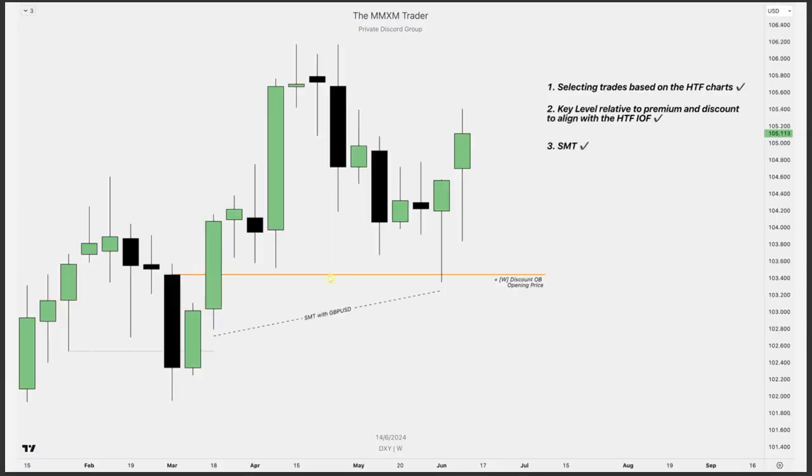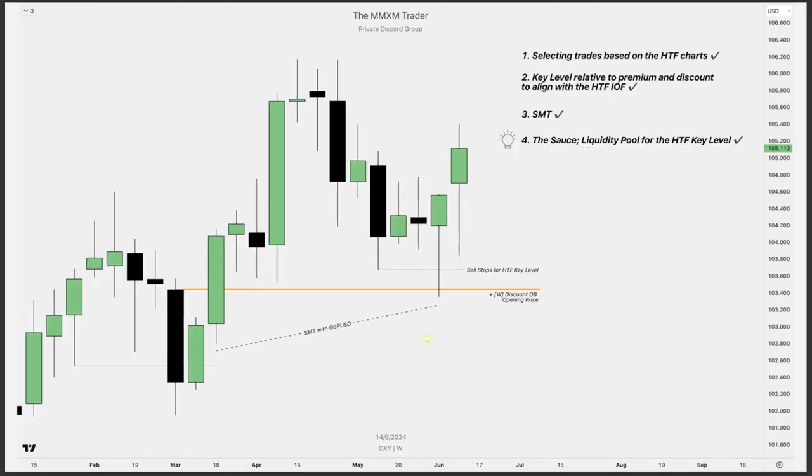So step number three, we look for that SMT. We have SMT from this low to this low. So GBP USD took out its high while DXY did not take out its low. That is the crack in correlation inside that key level. And then the real source, right? That liquidity pool that is just above that key level makes it even better to pair up the sell stops that are resting below it. And then we want to pair those sell stops up with the buy stops above here.